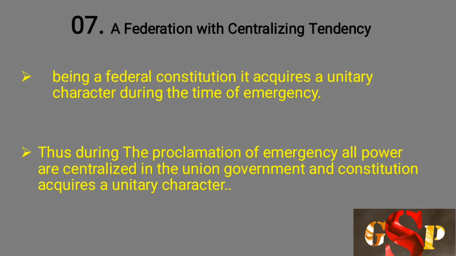Thus, during the proclamation of emergency, all powers are centralized in the union government, and the constitution acquires a unitary character. During emergency, we will discuss in the next lecture how, if a report of constitutional failure of machinery is submitted by the governor, all the powers of the state government are acquired by the central government.